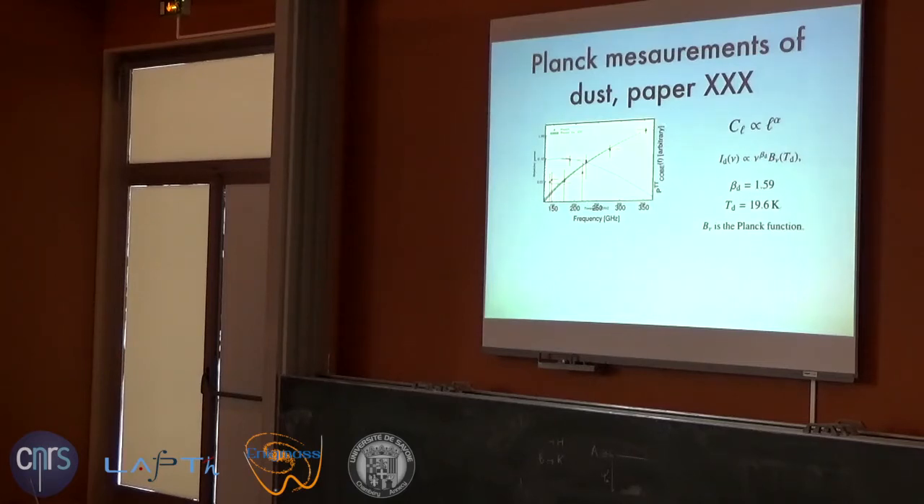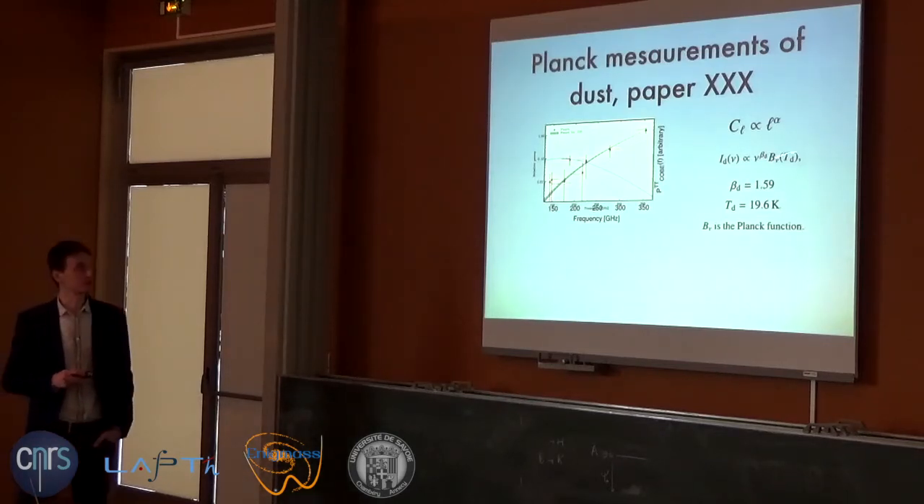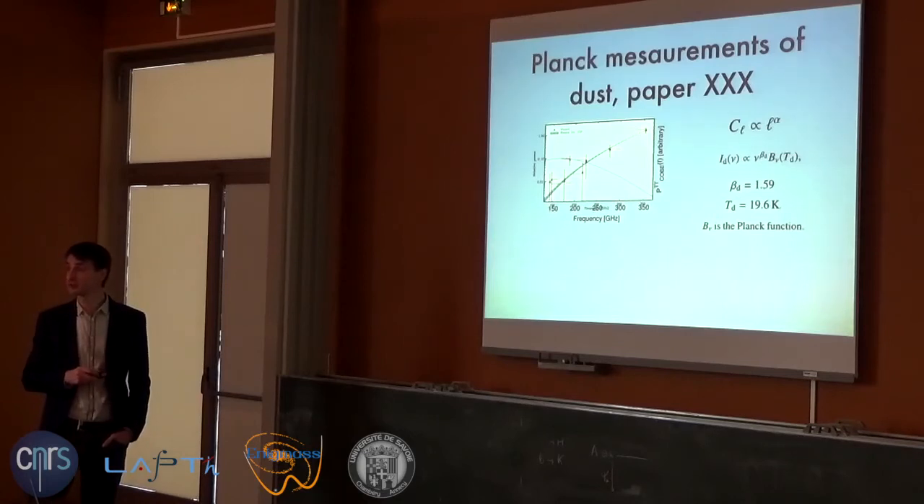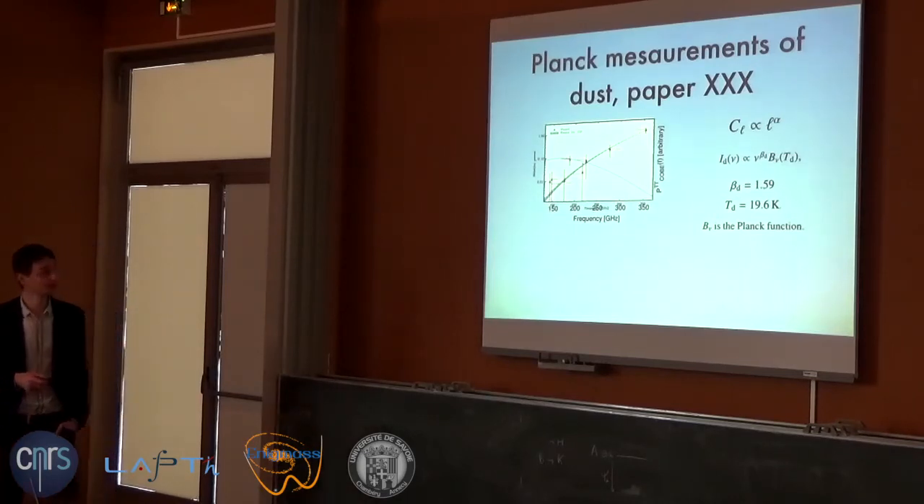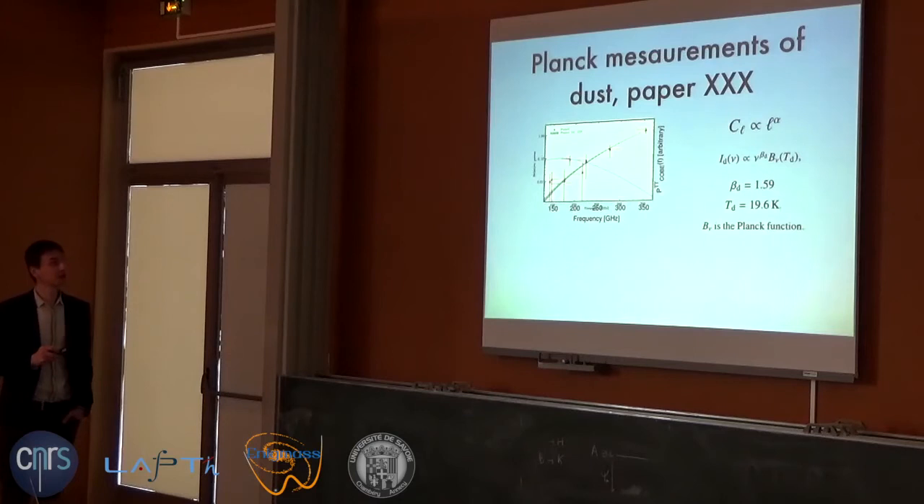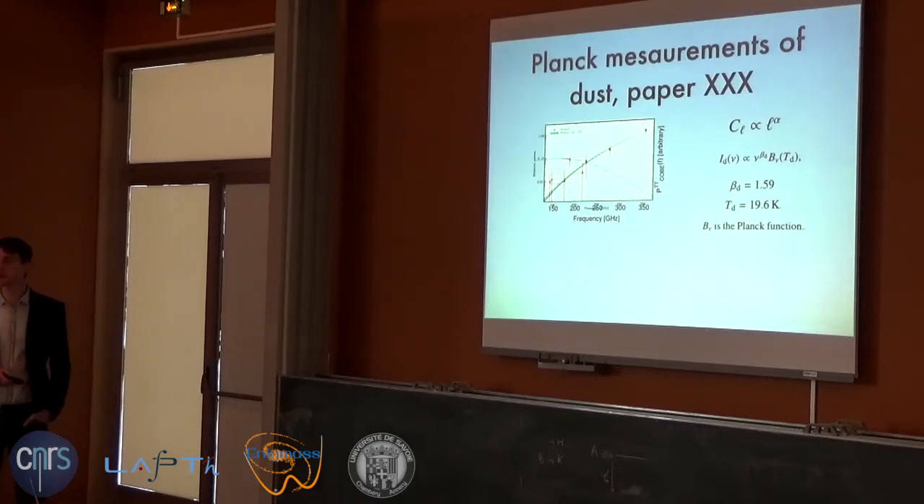The dust is hence best described by a temperature of 20 Kelvin modified with frequency to the power 1.6. This is empirically. This is what the Planck satellite sees in frequency dependence of the dust emission. So this is a very different temperature from the cosmic microwave background, which is at 2.7 Kelvin. So if you observe sufficiently many frequencies, you may be able to disentangle the two.